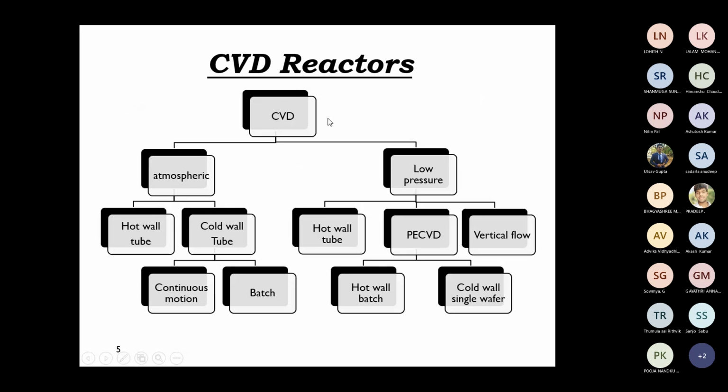If you divide the CVD reactor, CVD can be done at atmospheric pressure or at low pressure. At atmosphere: hot wall tube, cold wall tube, and again cold wall tube continuous and batch. This is atmospheric CVD. Then in low pressure: hot wall tube, plasma enhanced CVD, and vertical flow. Again, plasma enhanced CVD is hot wall batch and cold wall single wafer. This is just a classification. Keep in mind that CVD can be done at atmospheric pressure as well as at low pressure.